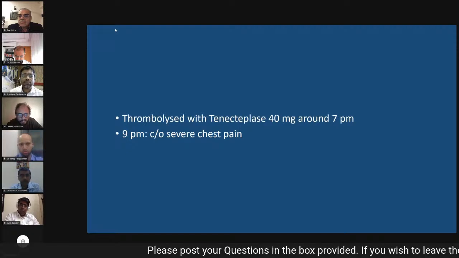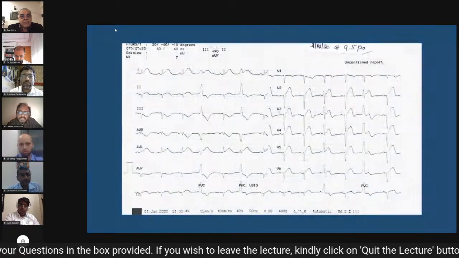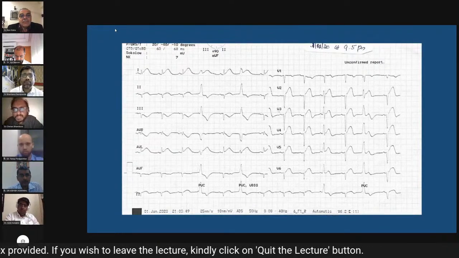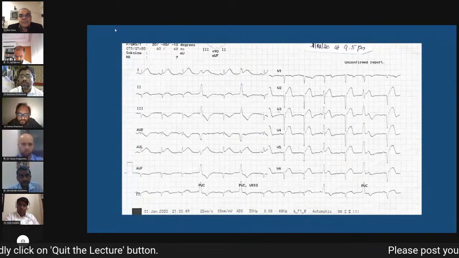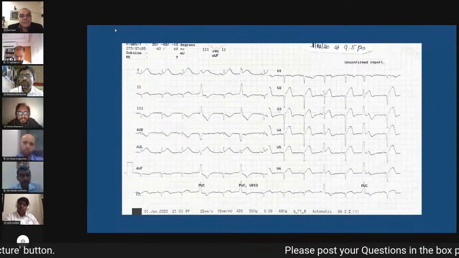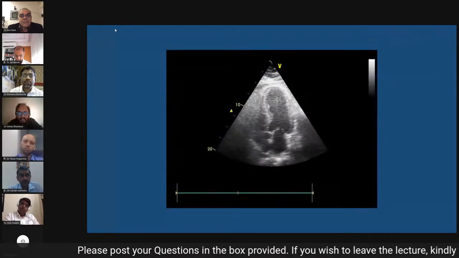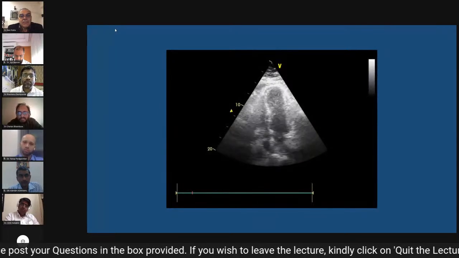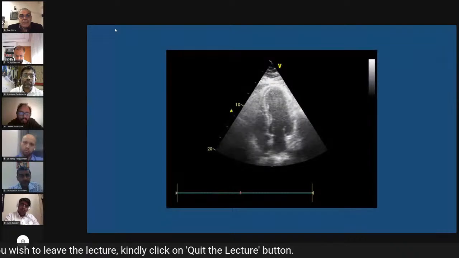He was fine till 9 o'clock, and then he complained of severe chest pain. This was the ECG at around 9 o'clock, which showed ST elevation in the anterolateral leads. Subsequent ECGs also showed ST elevation MI in the anterior leads. Enzymes got elevated, and this was the echo which I did. There were wall motion abnormalities in the LAD territory.